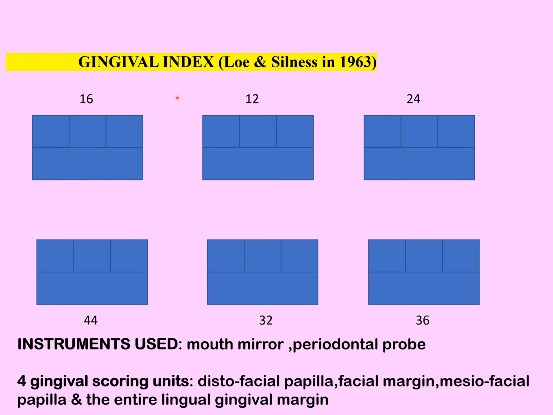Coming to the gingival index by Loe and Silness in 1963, in this, mouth mirror and periodontal probe are used to record the gingival index on the distofacial papilla, facial margin, mesofacial papilla, and the entire lingual gingival margin of 16, 12, 24, 36, 32, and 44, after which the scoring is done.